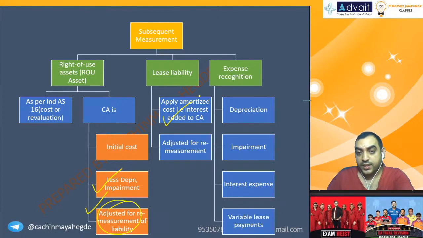Lease liability, interest on amortized cost basis. Expense, depreciation goes on the ROU asset. Impairment on the ROU asset. Interest expense on the liability. And variable lease payments, because they are not part of lease payment, will directly go to the P&L account.